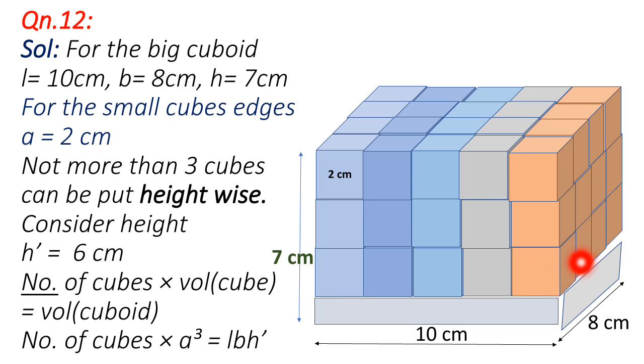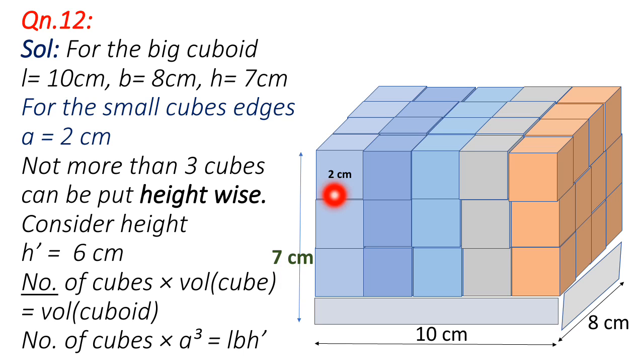Now breadthwise you can see 8 centimeter is the breadth, so we can place 4 cubes breadthwise. But when we see heightwise, then height is given 7 centimeter. So after taking 3 cubes, we cannot take more than 3 cubes, that is the fourth. We can't take that fourth cube, correct, as because the height is 7 centimeter, so 1 centimeter remains vacant.